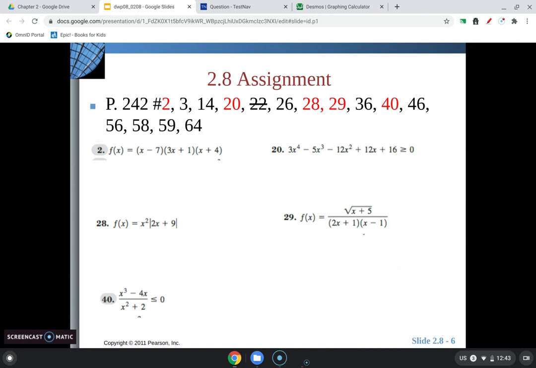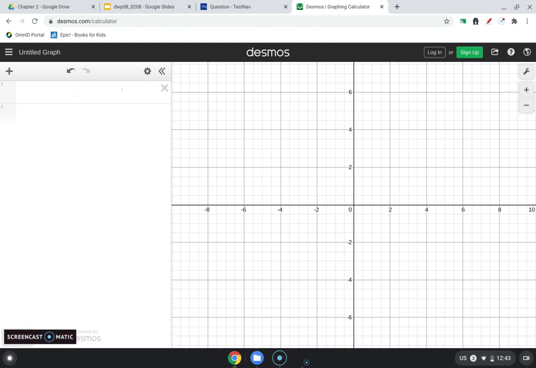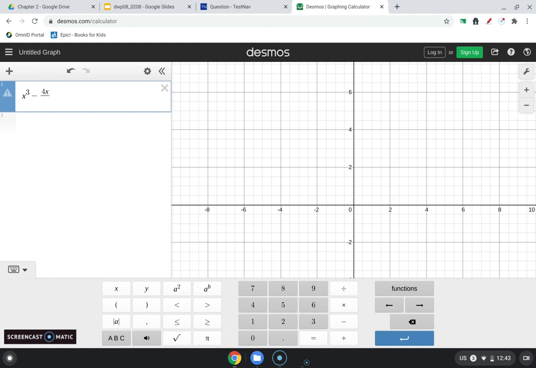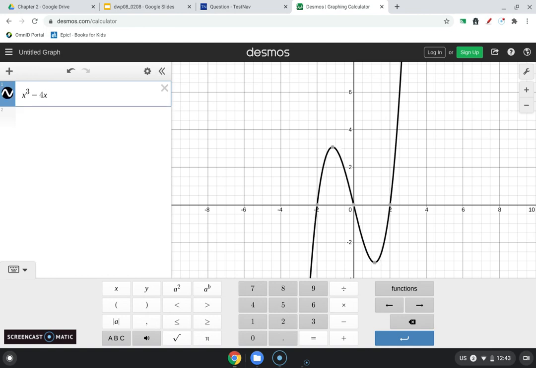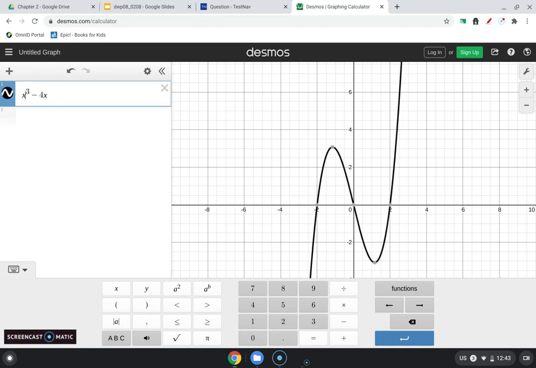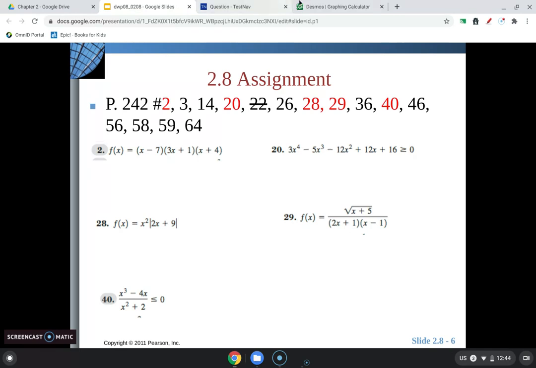Last one here, number 40. We want to see when that is less than 0. So we want to see when it's below the line. Let's graph it. x cubed minus 4x, put that whole thing in parentheses, divided by x squared plus 2.